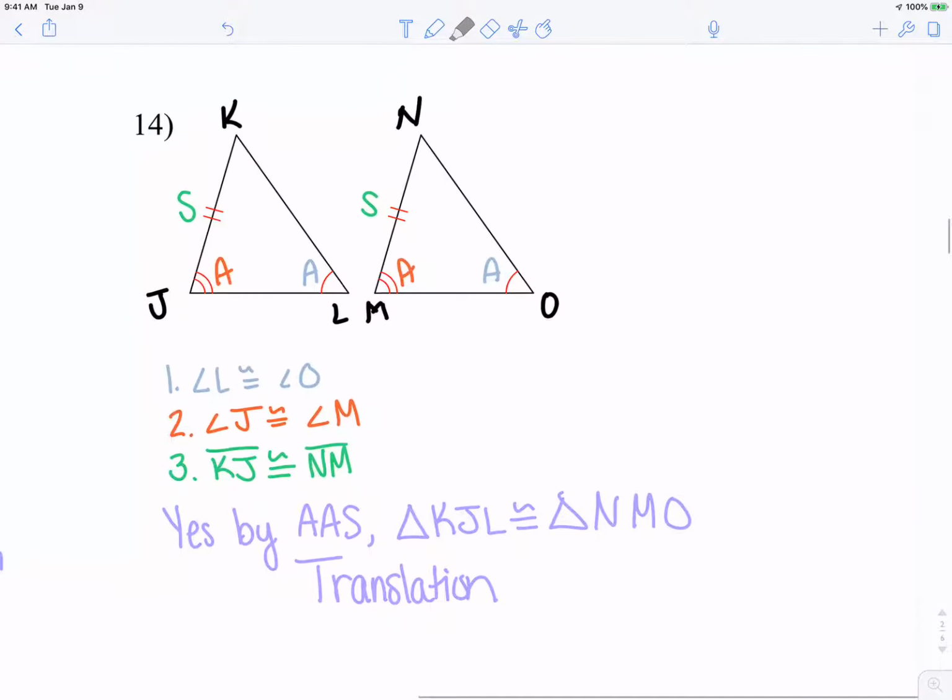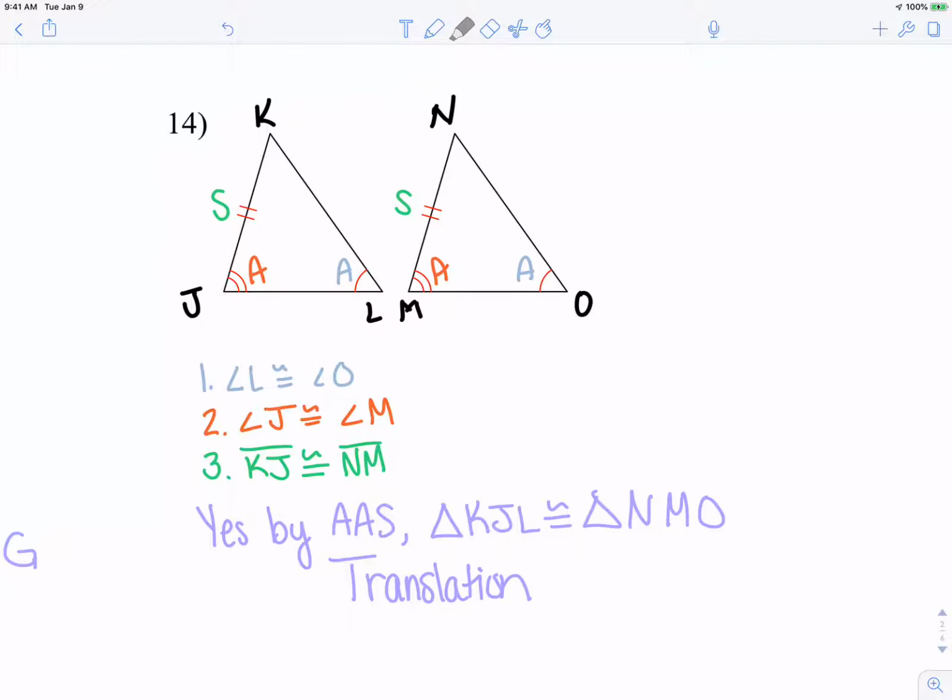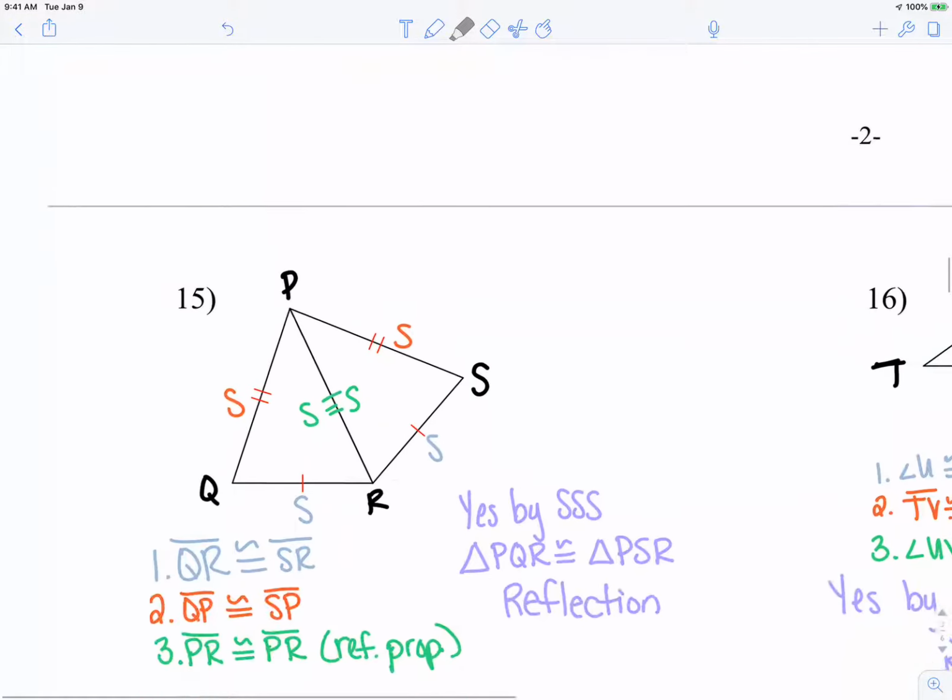Okay, number 14. L and O are congruent. And then angle J and M are congruent. Finally, KJ and NM are congruent. And if you look at the pieces on the triangle, you've got side, angle, angle, side, angle, angle, or angle, angle, side. Triangle KJL is congruent to triangle NMO, and that is a translation.